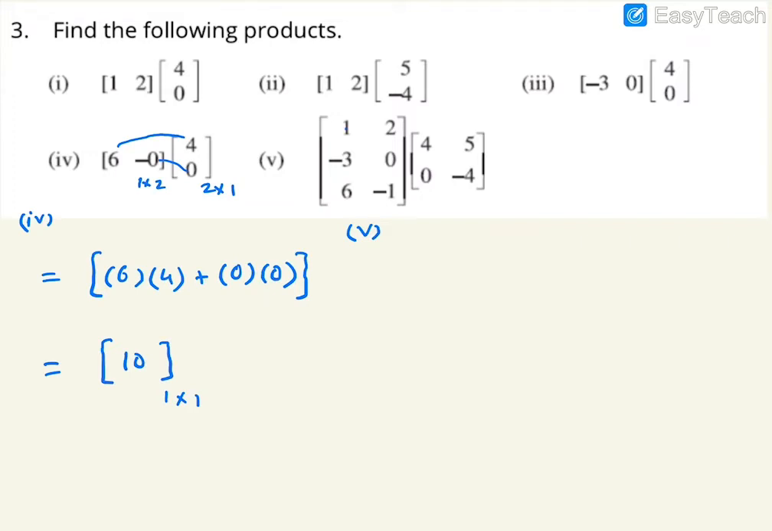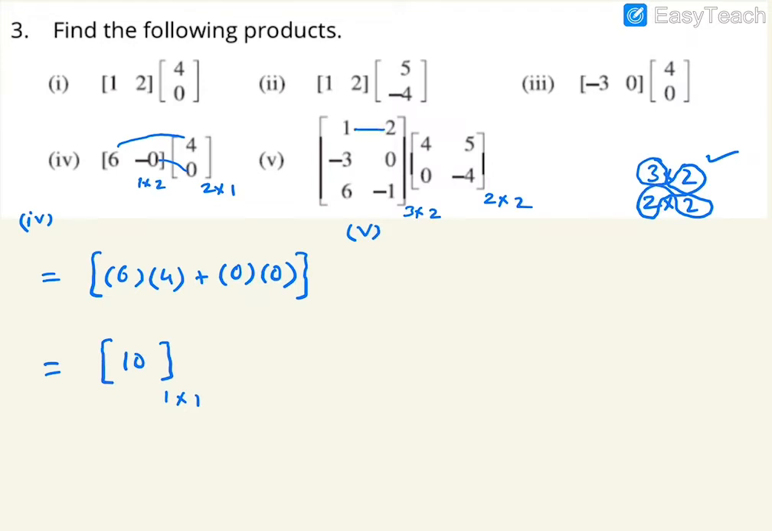The fifth one. The order of the first matrix is 3 rows, 2 columns, 3 into 2, and the order of the second matrix is 2 into 2, 2 rows and 2 columns. Let's check. 3 into 2, 2 into 2. So the number of columns equals the number of rows of the second matrix. It means the product is possible, and the order of the answer must be this one. Now how will you multiply?